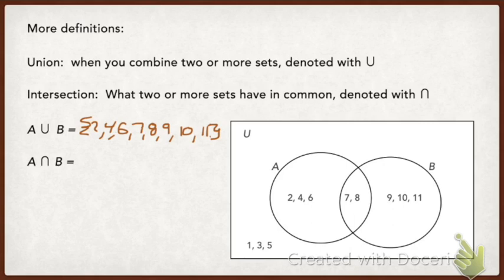The A intersect B is what do A and B have in common? What's in the common area between the two circles? And it is just 7 and 8. That is our intersection. Again, using curly braces. Hopefully your curly braces look a little better. The stylus is a little bit tricky today.